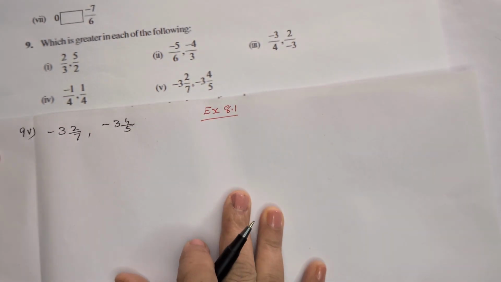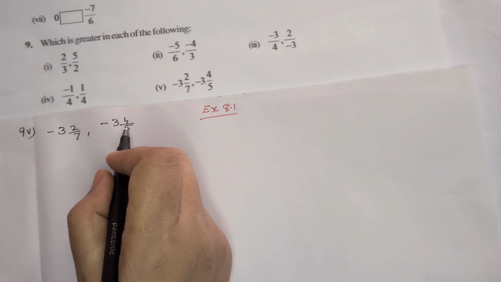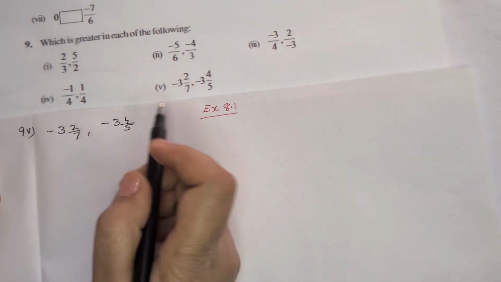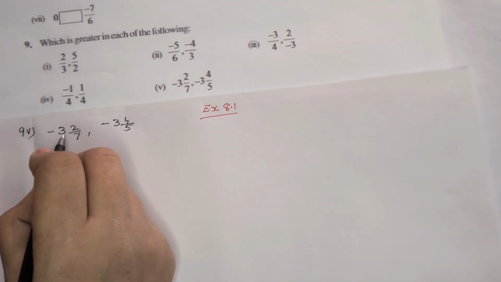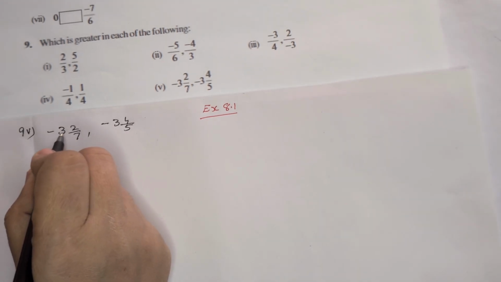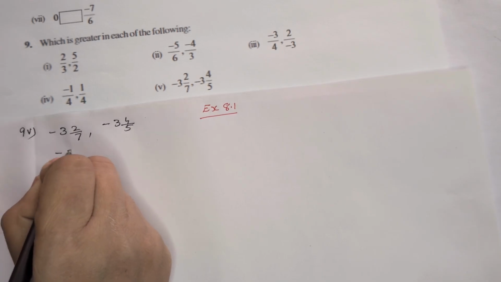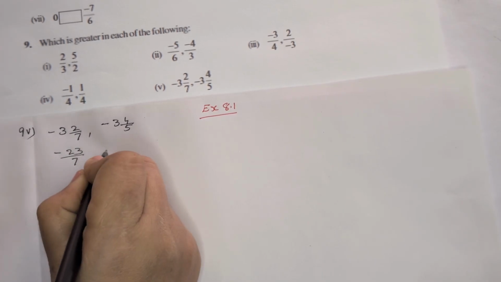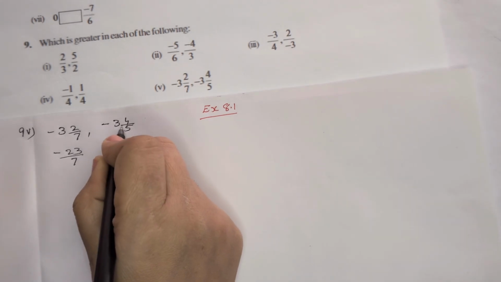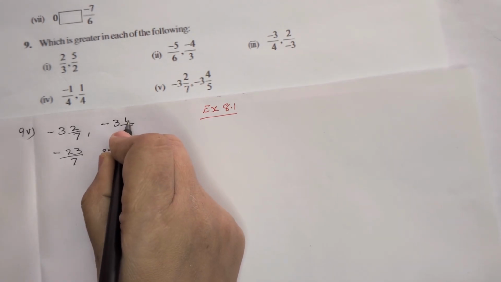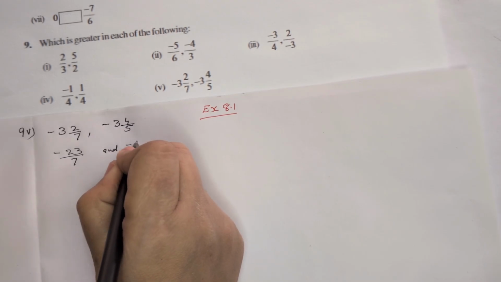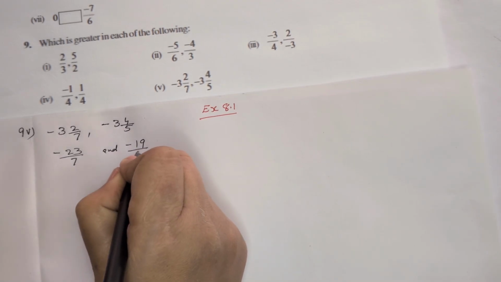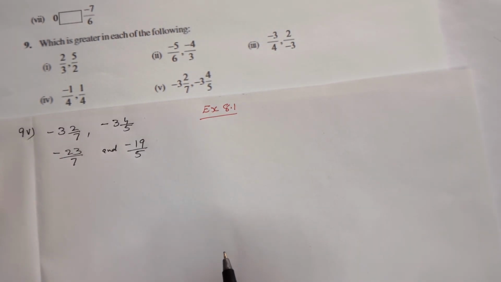Now fifth question, minus 3 2/7 and minus 3 4/5. First we have to convert the mixed fractions to improper. 7 threes are 21, 21 plus 2, 23, minus 23 by 7. And here 3 into 5, 15, 15 plus 4, 19. Minus 19 by 5. Now minus 23 by 7 and minus 19 by 5.